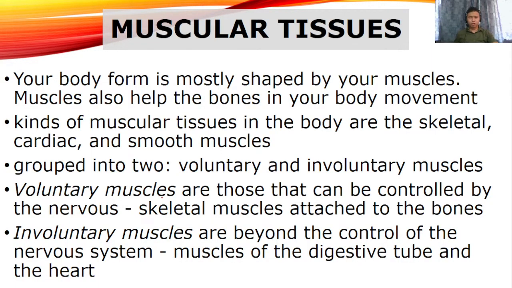Next, we have muscular tissues. Our muscles usually shape our bodies and make our bones move. They also support our body by protecting the organs. So for the muscular tissues, aside from shaping the body, supporting the bones, allowing them to move, and protecting our organs, muscular tissues are also categorized into three types: the skeletal muscles, cardiac muscles, and the smooth muscles.